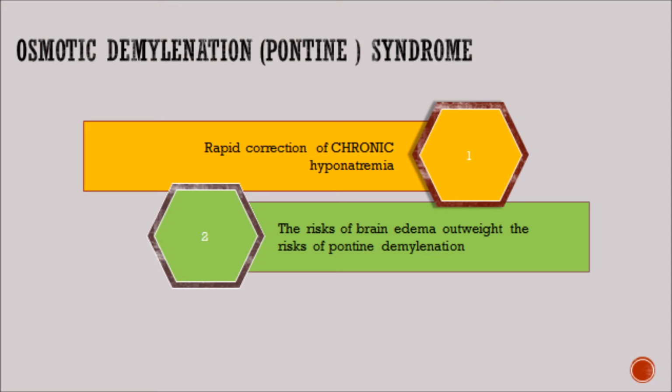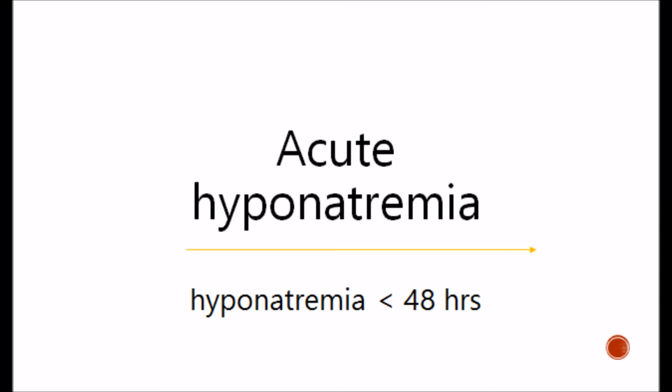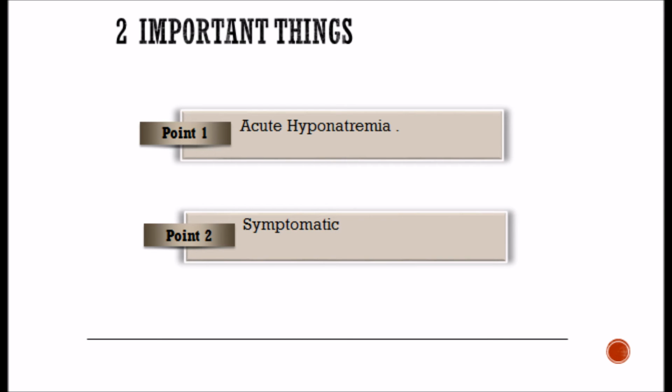So what is the definition of a chronic hyponatremia then? Chronic hyponatremia is anything that lasts more than 48 hours. But this patient's hyponatremia is acute because it is less than 48 hours. So because of this, you should go and treat this patient, and basically the treatment for this case is to give this patient sodium.